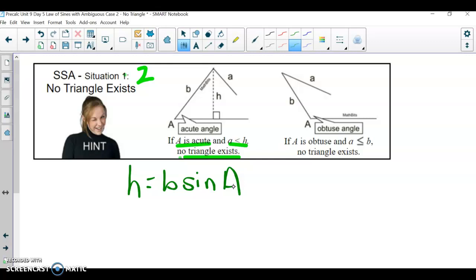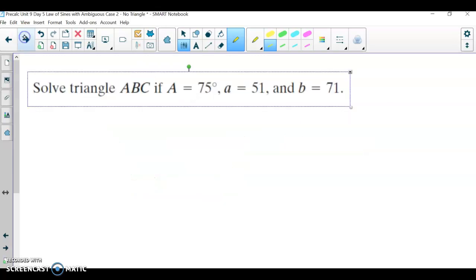And the other time when there's no triangle is when A is an obtuse angle. There can't be another obtuse angle. Then a would be less than or equal to b, and we would have the case that no triangle exists, because there's no way a can be shorter than b. It would have to be greater. So, let's see an example here.